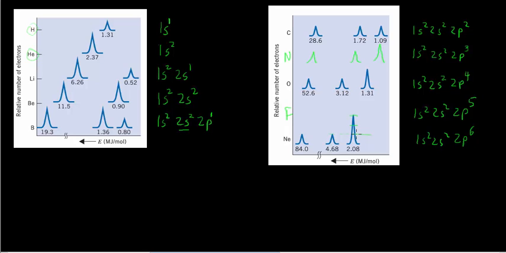So now we've written down electron configurations, like what the electrons are doing for all the atoms in the first and second row of the periodic table. And you see that there are some patterns that the photoelectron spectral data is showing us.